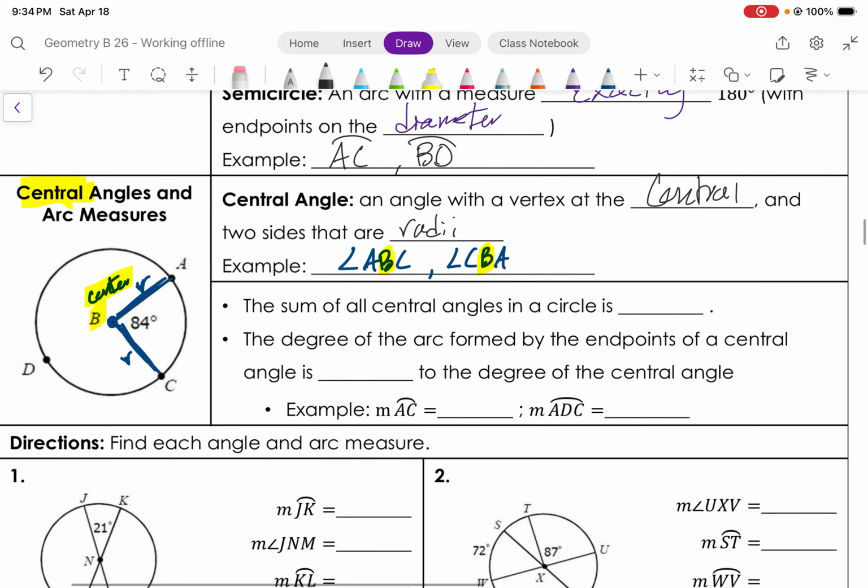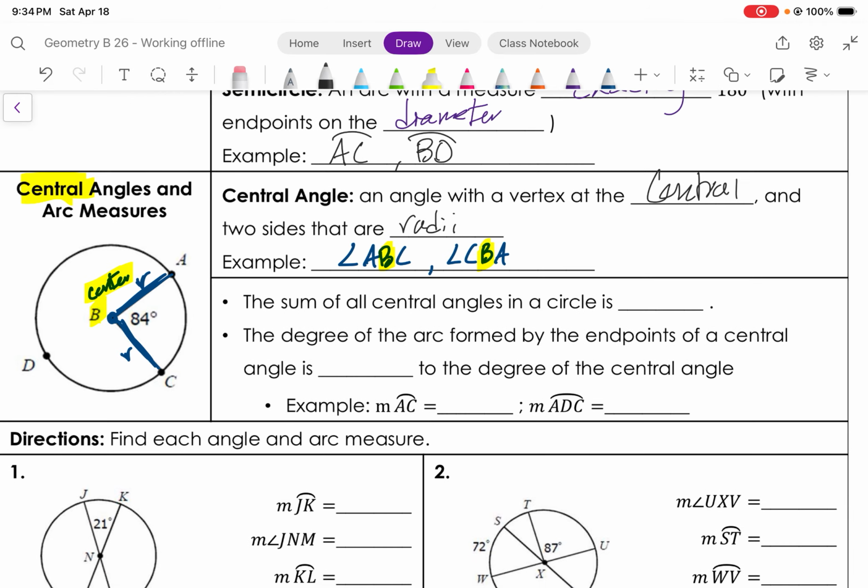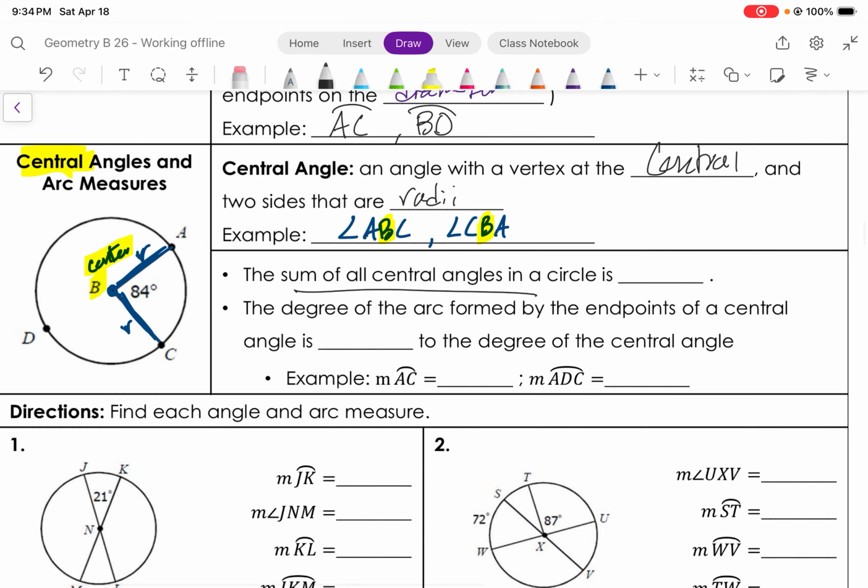So, you can have central angles, and there's going to be some math that we're going to be able to do with that here in a minute, but the sum of all central angles of a circle is 360 degrees. 360 degrees, very important number to remember.